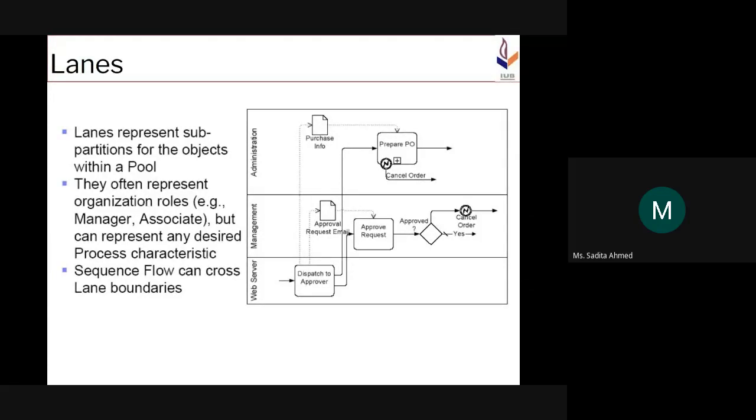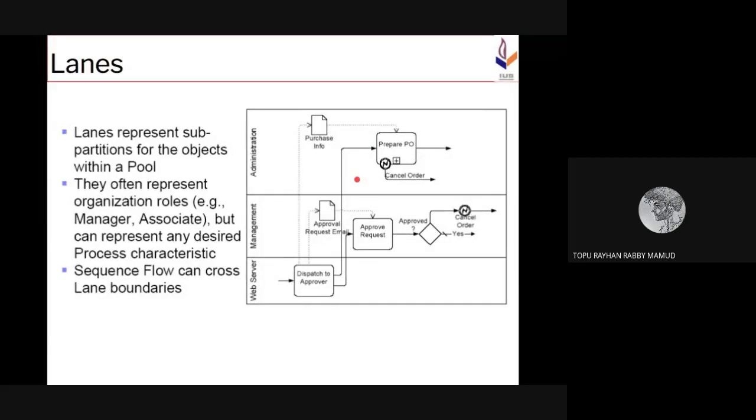Shaba, can you tell me how many pools are here in this business process flow diagram? Three pools. Okay, right. Do we all agree that there are three pools here? One pool, three lanes. No, ma'am. One pool, three lanes. This is one pool. All right, one pool.